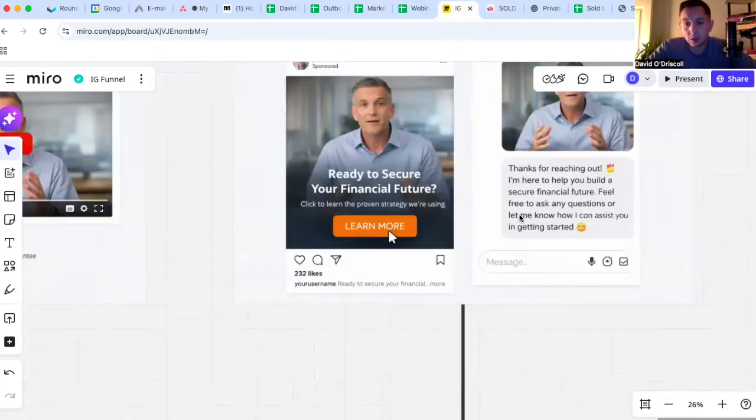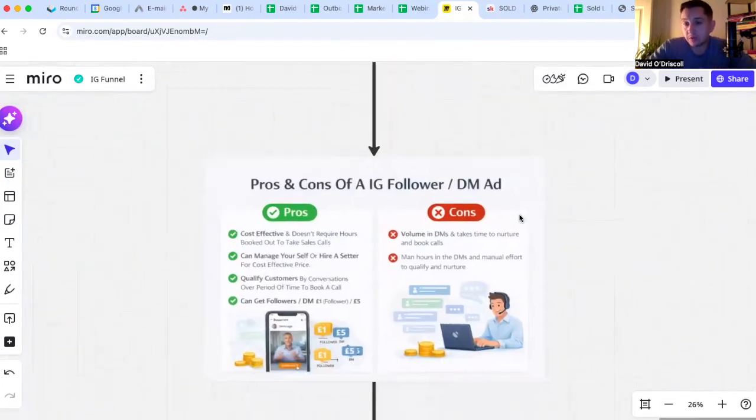Okay. So, pros and cons of an IG follower ad, or a DM ad. The pros: it's very cost effective. It doesn't require hours to book out and take sales calls, because ultimately the conversations you're going to be having are within your own time. It's not an assigned time that you have to turn up to a call. And when you're having these conversations, you can get to a point where you feel the person is ready and you can propose to book them in for a call around your schedule.